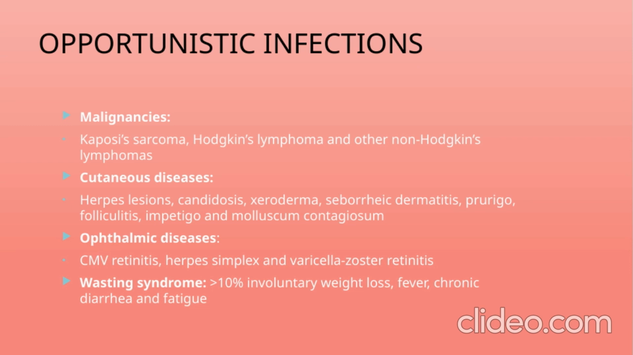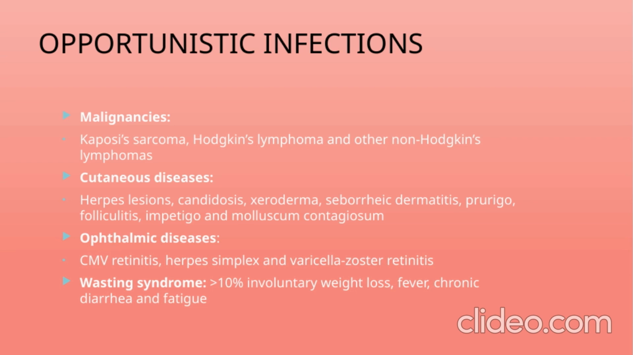Herpes lesions are common, causing painful blisters, while candidosis or yeast infections often affect mucous membranes and skin. Xeroderma or dry skin can become chronic and seborrheic dermatitis presents as flaky, greasy patches. Other skin issues include prurigo, which causes itchy nodules, folliculitis, or inflamed hair follicles, impetigo, a contagious bacterial skin infection, and molluscum contagiosum, which causes small, umbilicated bumps.